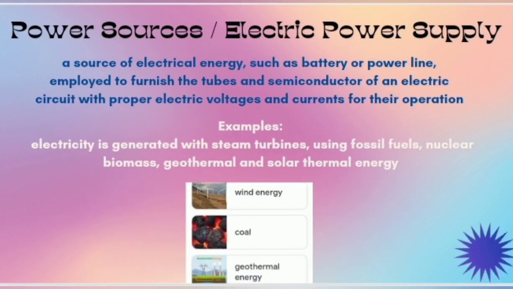Now with power sources or electric power supply, it is a source of electrical charge, such as a battery or power line, employed to furnish the tubes and semiconductors of an electric circuit with proper electric voltages and currents for their operation. Examples are electricity generated with steam turbines using fossil fuels, nuclear, biomass, geothermal, and solar thermal energy.